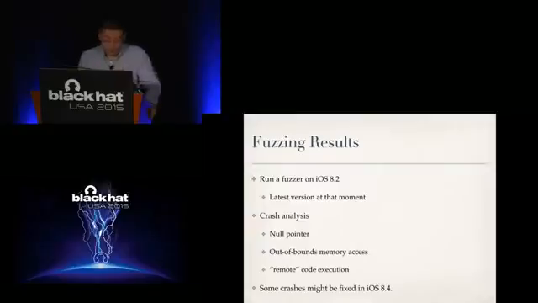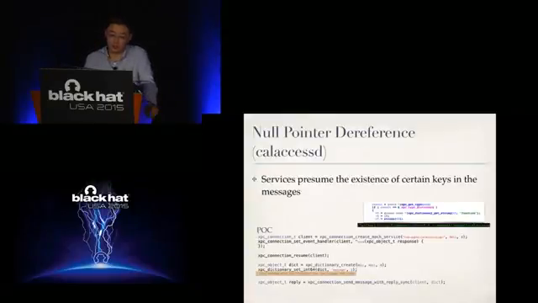We ran the fuzzer on iOS 8.2, which was the latest version at that moment. Surprisingly, we found a lot of crashes, even though the fuzzer is very dumb. Some of the crashes I will show you might be fixed in iOS 8.4, but we are not sure. We analyzed these crashes, and in general, we classified them into three categories, and we will go through them one by one. The most typical case is null-pointer dereference.